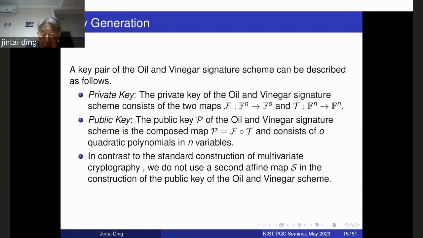In contrast to the standard construction of multivariate cryptography, we only use one linear map composed at the right end, because it does not make any sense to put anything at the left end. Since it is a random system already, if you add a random system to a random system, it's still a random system. Therefore, there's no need. So that's the key generation process.